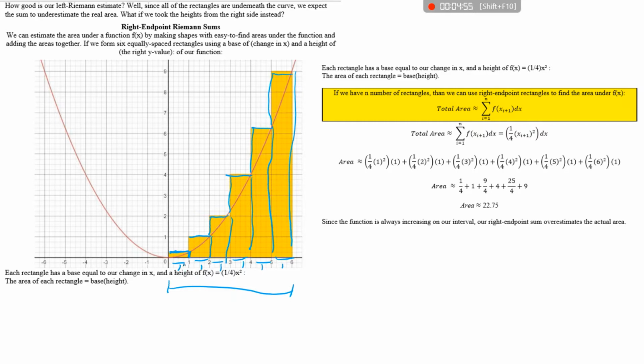And then we'll plug in all of your x values into your function, which was y equals x squared over 4 in this case, in order to get your y values. So my first rectangle is 1 squared divided by 4 is 1/4 times my base of 1 is 1/4. Second rectangle would be 2 squared over 4 is 1 times 1 for my base is 1. And I keep doing that for all of my rectangles. Okay, any questions so far?